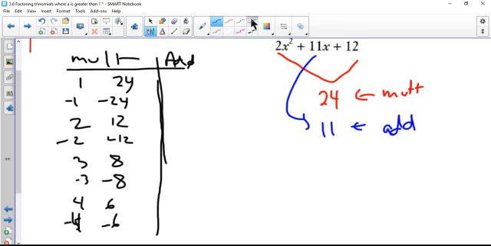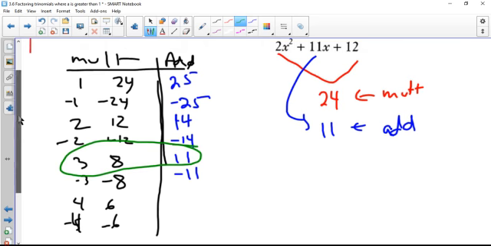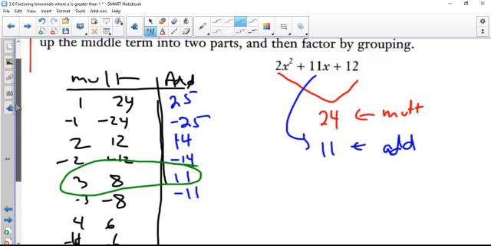So going through the additions, 25, minus 25, 14, minus 14, 11, minus 11. We were trying to get 11. I don't have to go any further. Okay, so what we're going to do now is we're going to take that 11x. Because this equals 11, we're going to change it so it's 3 plus 8.